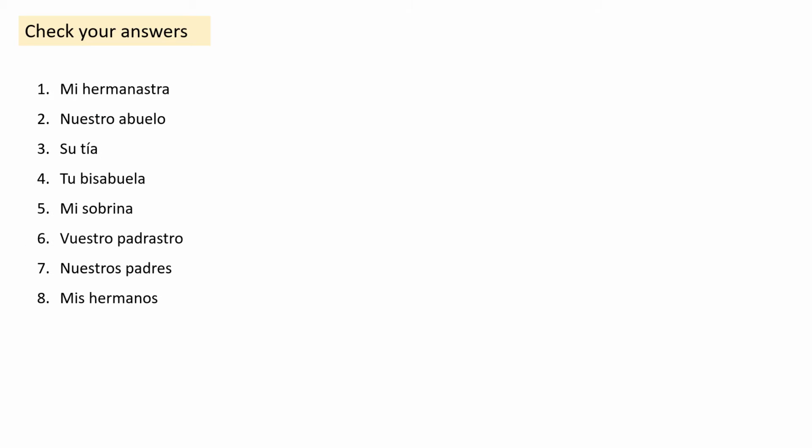Muy bien, Year 9. Let's check your answers now. Número 1, mi hermanastra, my stepsister. Número 2, nuestro abuelo, our grandfather, and you'll notice that the nuestro ends in O, which means it's matching the masculine of the noun. Abuelo is masculine singular, so we have nuestro abuelo. Número 3, su tía, his or her or their auntie. Número 4, tu bisabuela, your great grandmother. That's in the singular form.